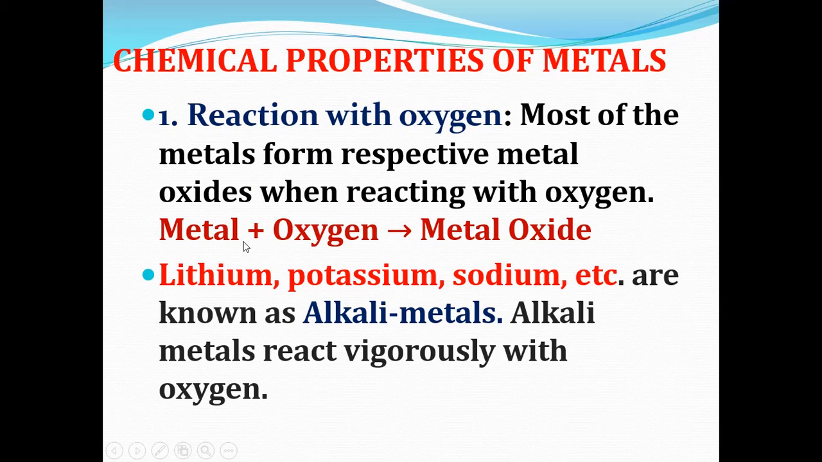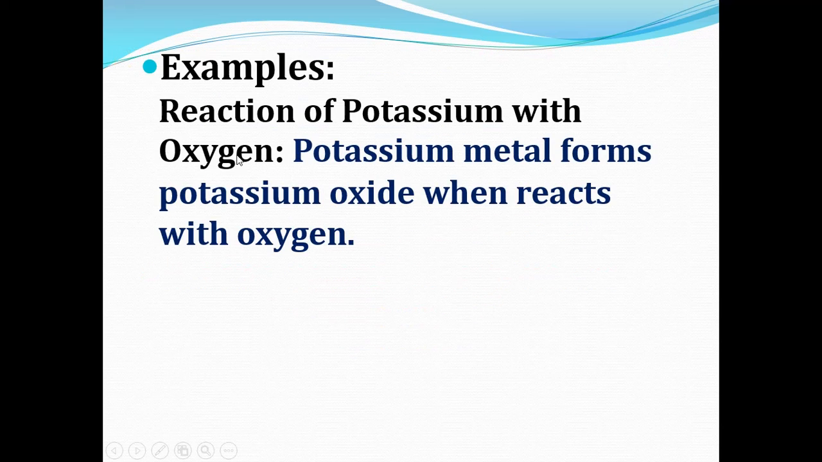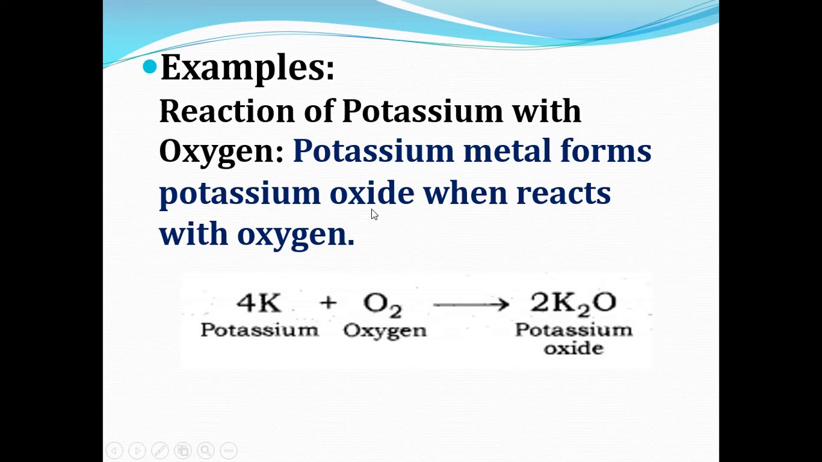Now here you can see examples. Reaction of potassium with oxygen. When potassium reacts with oxygen, it forms potassium oxide. Here is the chemical reaction: potassium reacts with oxygen to form potassium oxide, that is K plus O2 gives K2O.